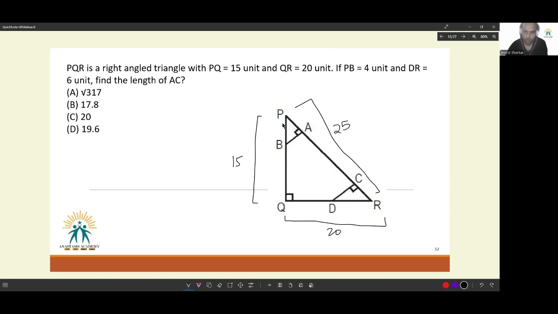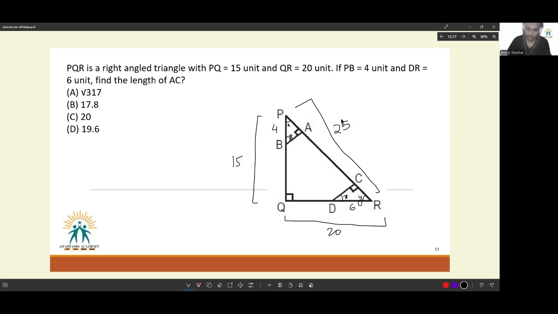This is known. Now we are told PB is 4 and DR is 6. Now I'm saying if this is X, this will be Y, and this will be Y, this will be X, because for the larger triangle, X plus 90 plus Y gives me 180. This is simply a test on order of similarity. Do you follow the order in similarity?